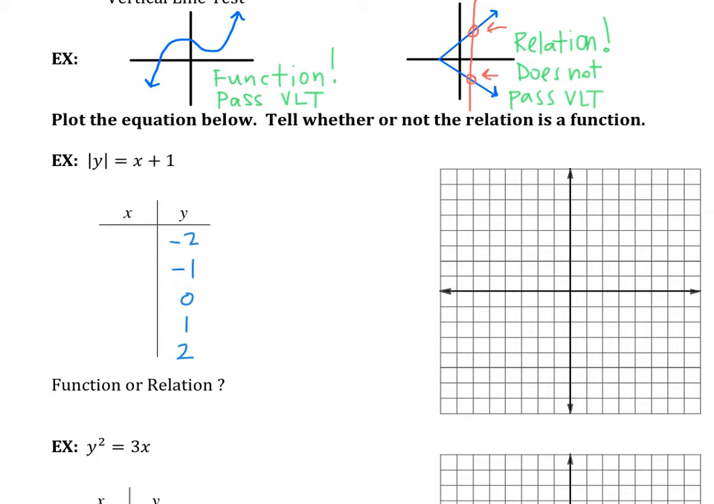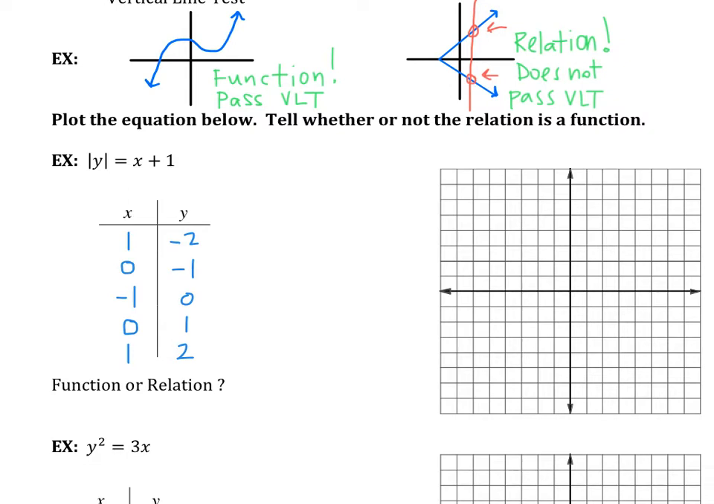Okay, so when y is -2, we're going to get x to be 1. When y is -1, we're going to get x to be 0. When y is 0, we get x to be -1. When y is 1, we get x to be 0. And when y is 2, we get x to be +1. Okay, so now this is enough points, I think.